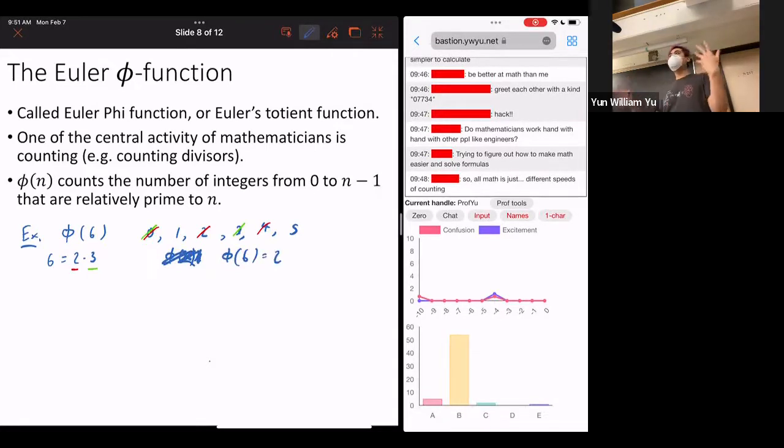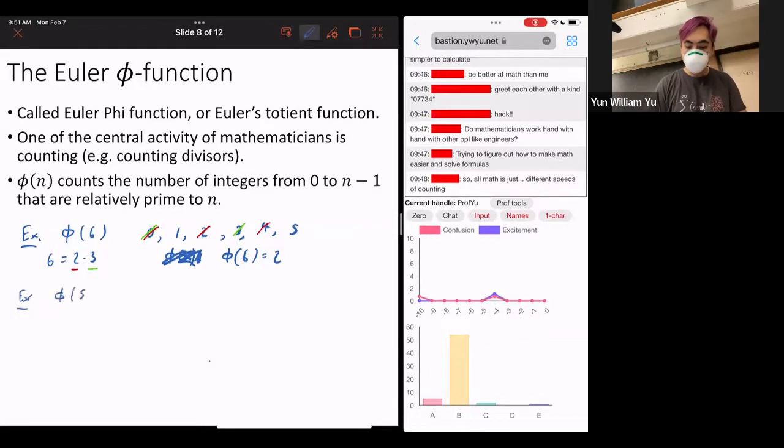And you notice that this looks sort of like Eratosthenes' sieve, right? We sort of did this when we were trying to find prime numbers, except here this is a slightly modified version where we're trying to find relatively prime numbers. Let me give another example.